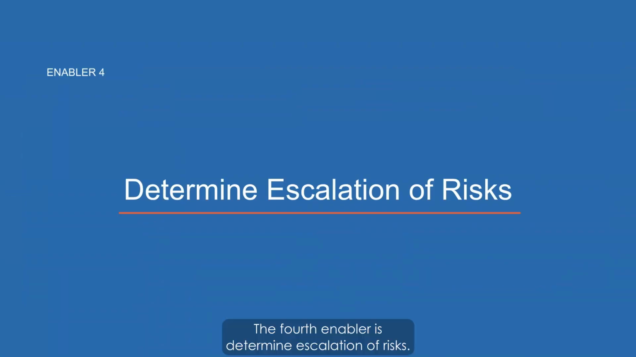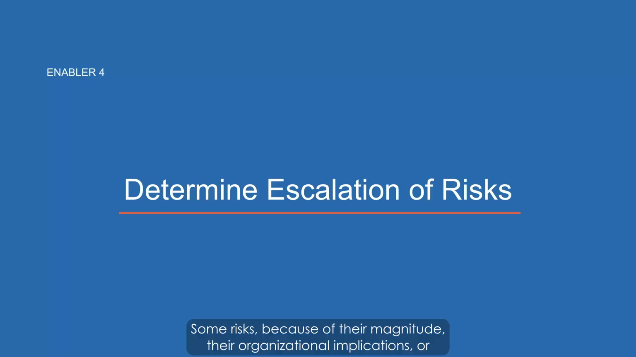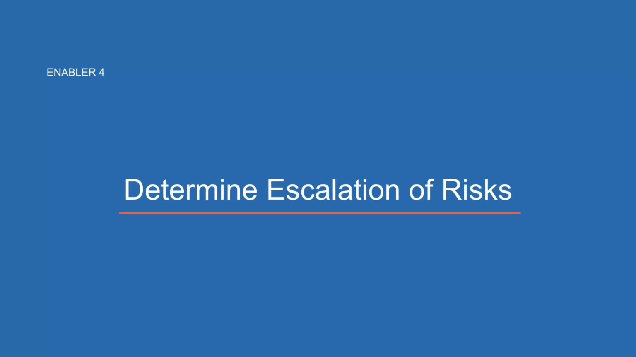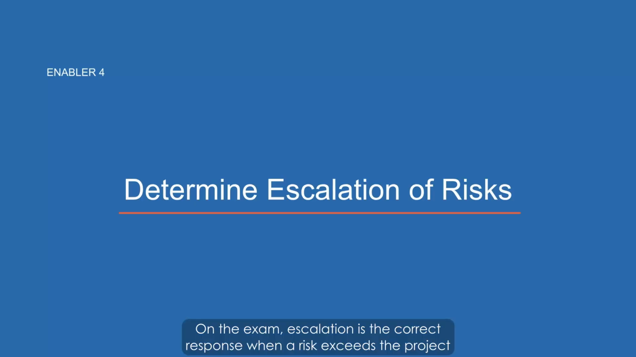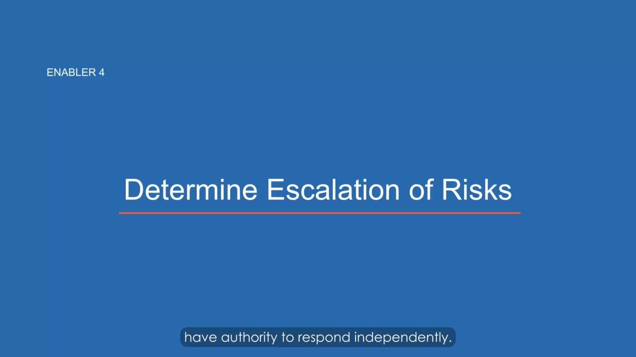The fourth enabler is determine escalation of risks. Not all risks are within the project manager's authority to manage. Some risks, because of their magnitude, their organizational implications, or their cross-project impact, must be escalated to a higher level of authority. On the exam, escalation is the correct response when a risk exceeds the project manager's risk threshold, the level of impact beyond which the PM does not have authority to respond independently.